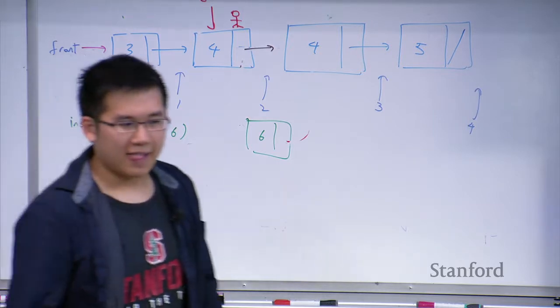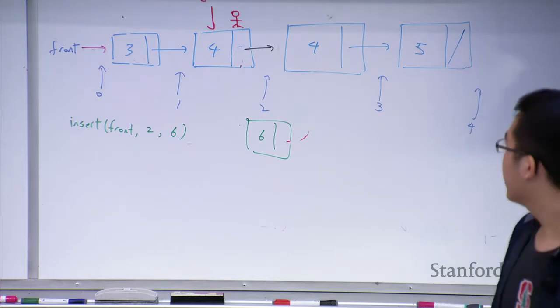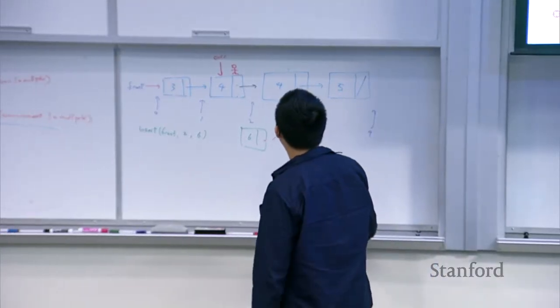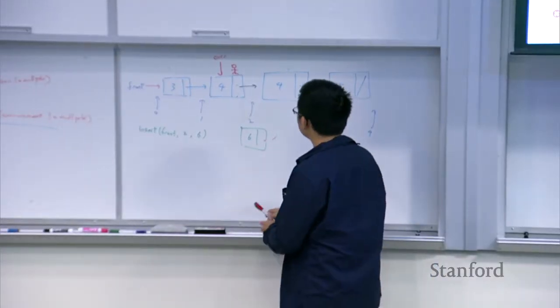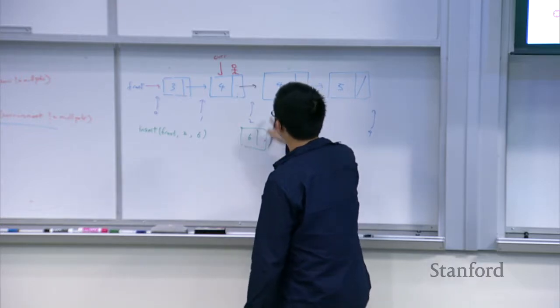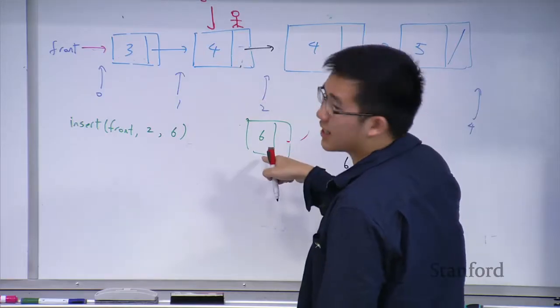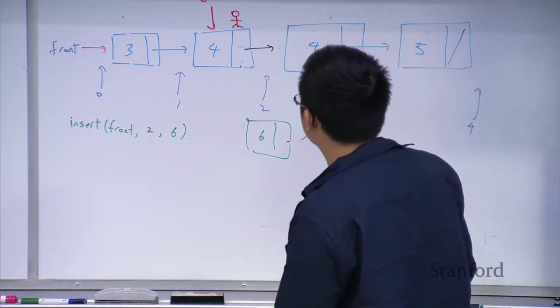Link the 6 to 4. Okay, so you're saying link the 6 to this 4. Then link the 4 to the 6. Yeah, that's a really good suggestion.